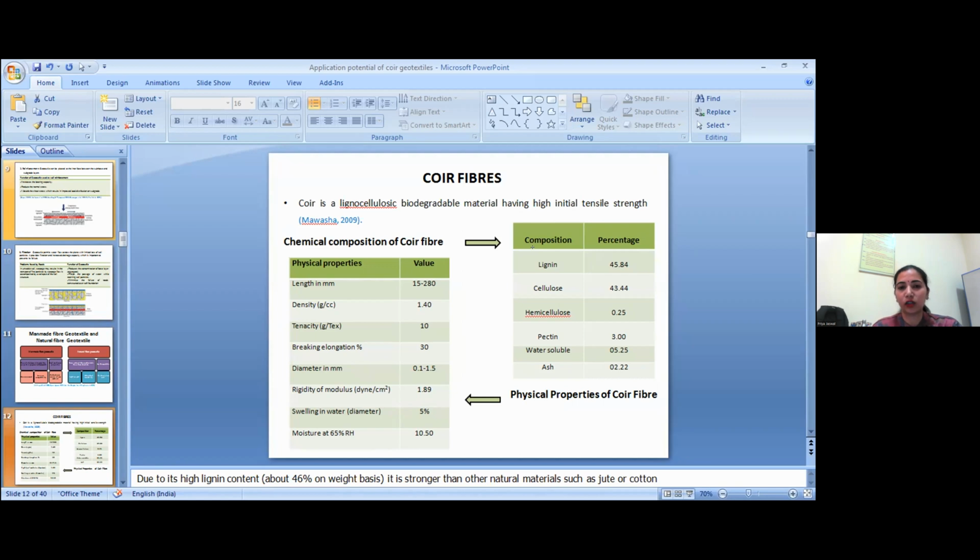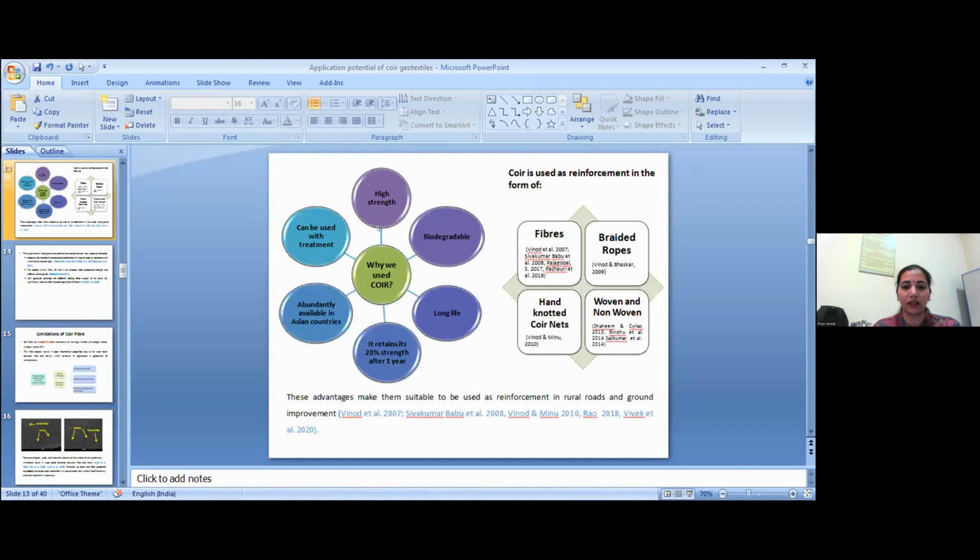So coir is a lignocellulosic biodegradable material having a high initial tensile strength due to the high lignin content present in it. Its tensile strength is higher than other bast fibers. So why am I using coir? Coir I'm using because of its high strength, its biodegradable nature, and long life. It retains 20% strength even after 1 year. It is abundantly available in Asian countries, and it can be used as a reinforcement with treatment also.